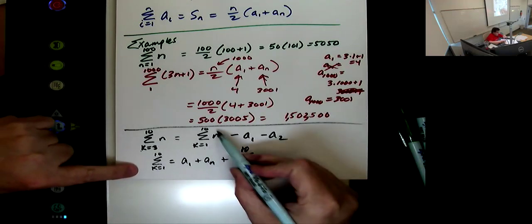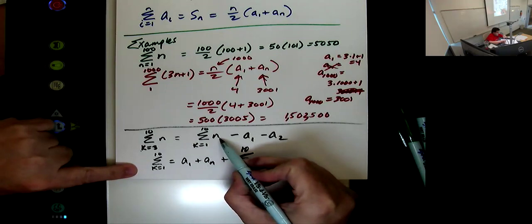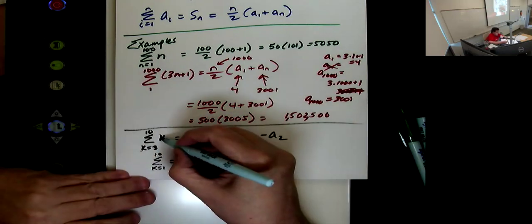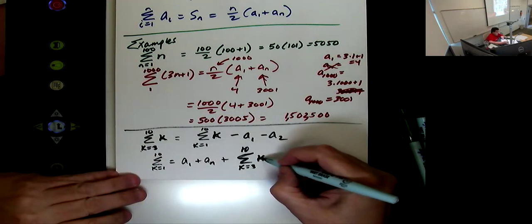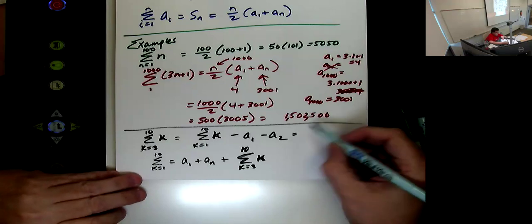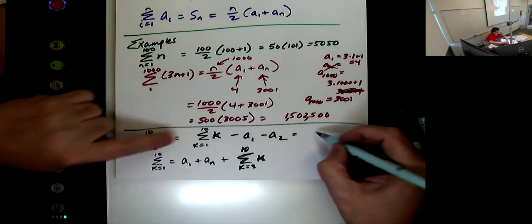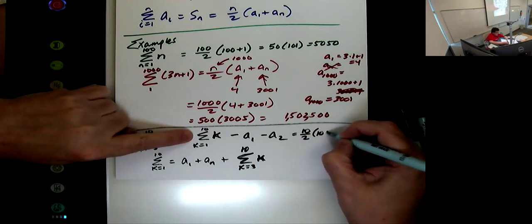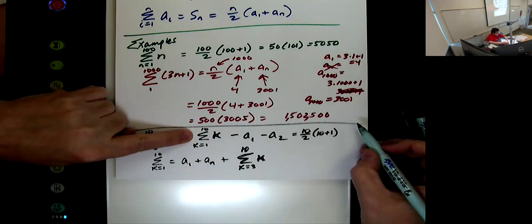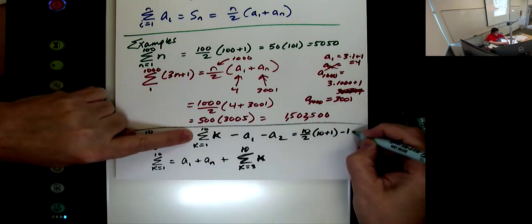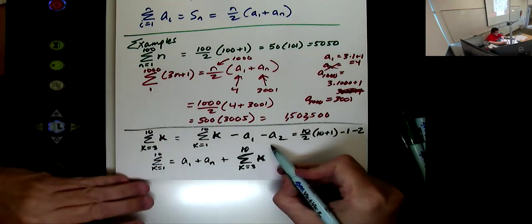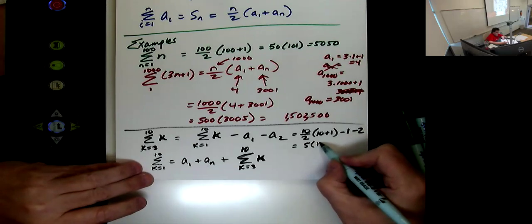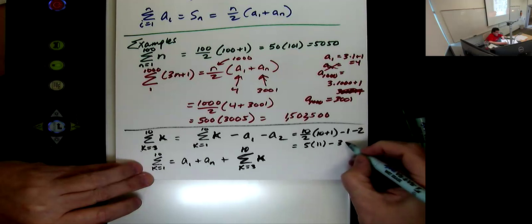We have the formula for this one. So we're doing 10 over 2 times 10 plus 1. That's my a sub 1 and a sub n. And then I'm subtracting 1 and I'm subtracting 2, if I follow this formula here. This is 5 times 11 minus 3, which is 52.